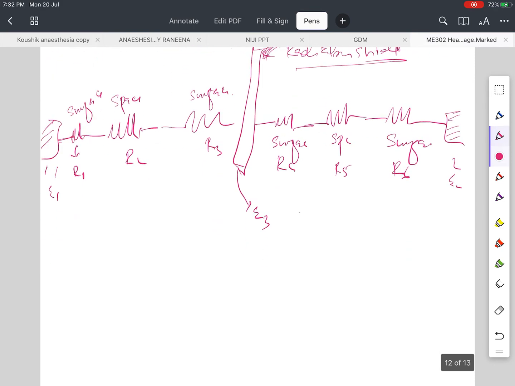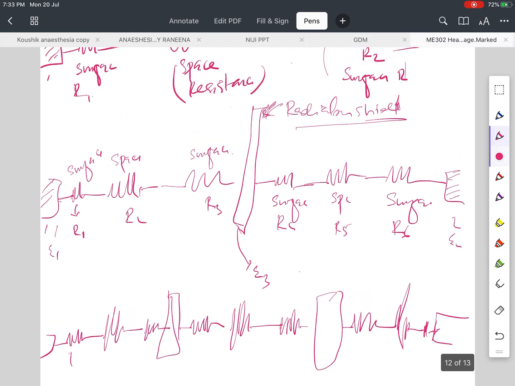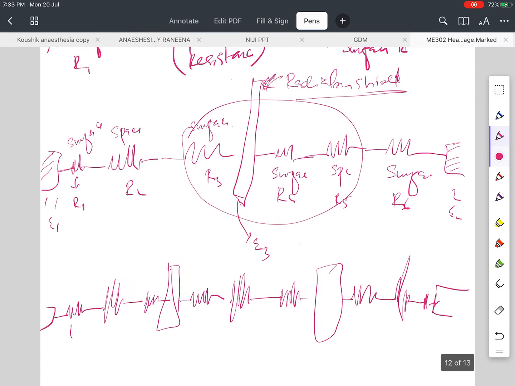Now if I put one more radiation shield, let's say I am putting two radiation shields, then there will be surface resistance, space resistance, surface resistance, again surface resistance, space resistance, surface resistance, then surface resistance, space resistance, surface resistance. So when I put one shield, 3 more resistances come in additionally. When I put 2, there will be 6 more, 3 more will come again. So like this it will go on.